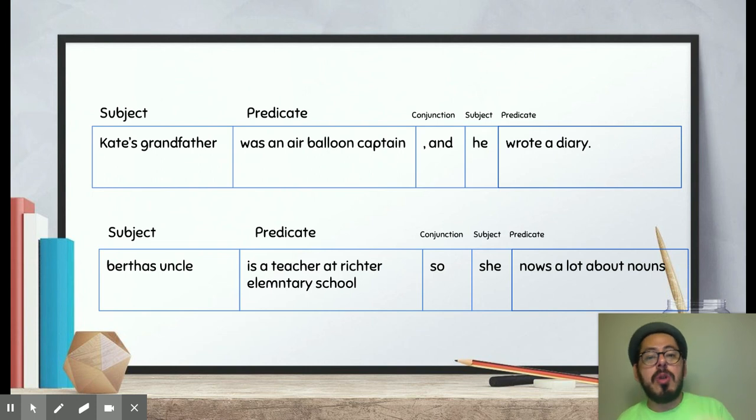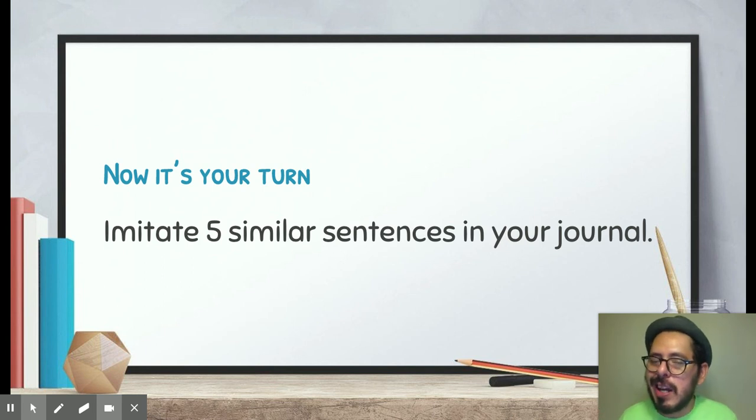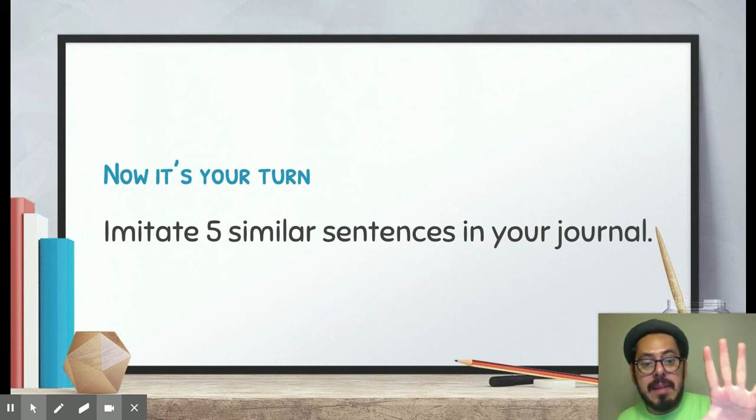Okay, so it's your turn. I want you to do 5 similar sentences in your journal. Hey, and try to make it as good as you can. But if you make mistakes, we still have a lesson to go over and fix them. Okay, so try your best. 5 sentences. Take a picture or however your teacher tells you to do it and send it to them.